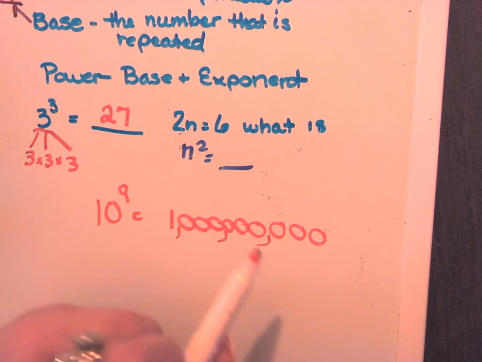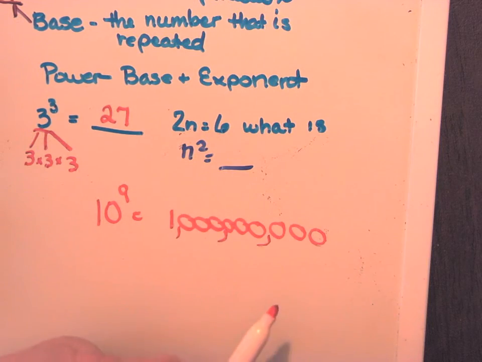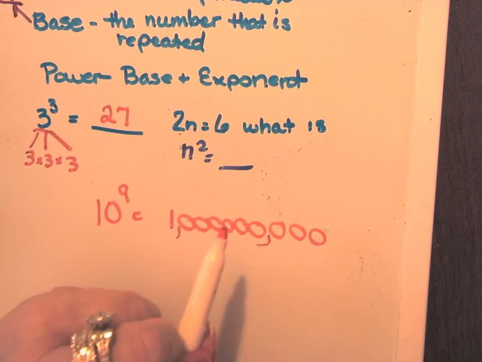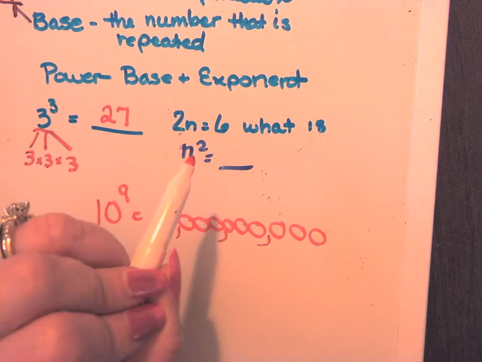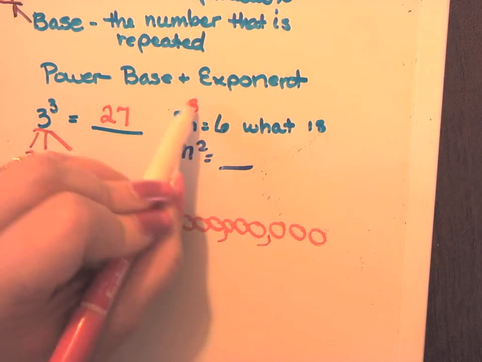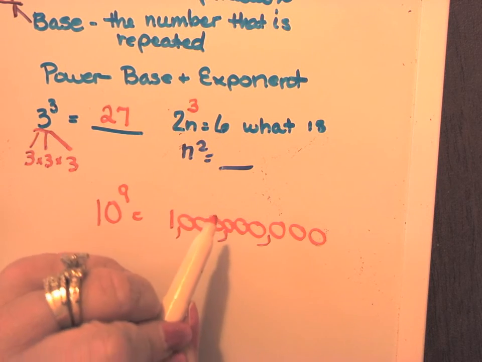If 2n equals 6, what is n squared? Well, first I have to figure out what n is. 2 times what equals 6? Hopefully you said 3. Okay. If that's 3, that means n equals 3.